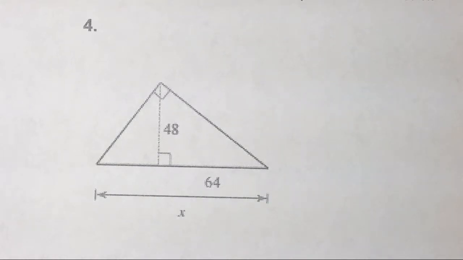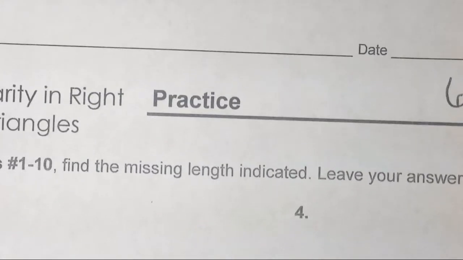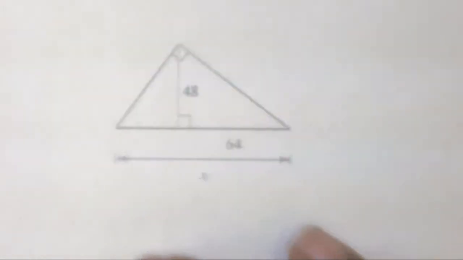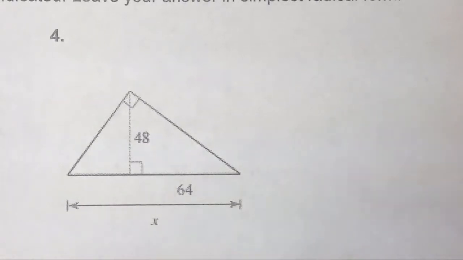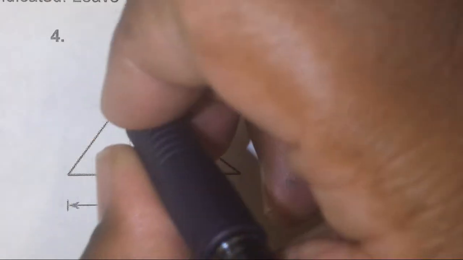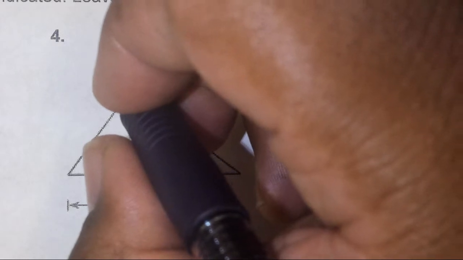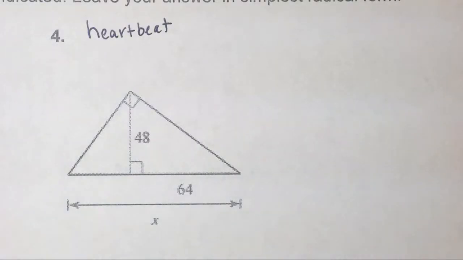Welcome back. Alright, we're on number 4 on practice. I want to show you this one because it's a little bit different. Looking at this one, what method would you use? Thank you, son. That is wrong. Heartbeat. What's that? There's something on the altitude. No matter what, you're going to use heartbeat. Get that.